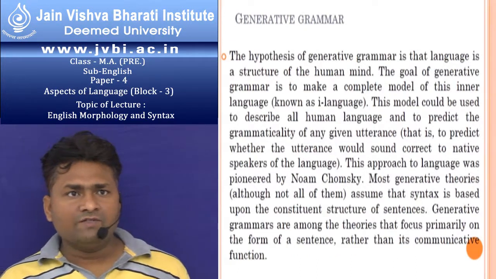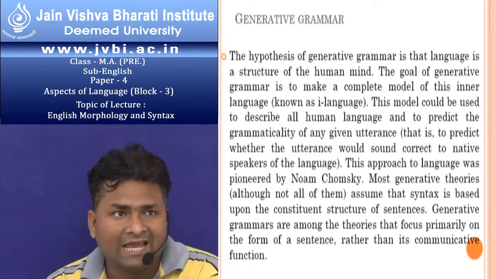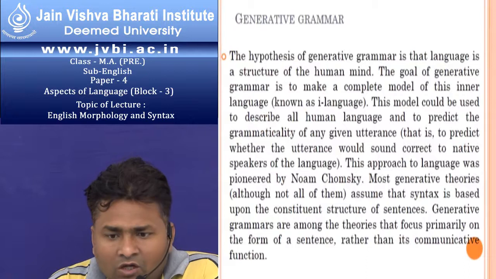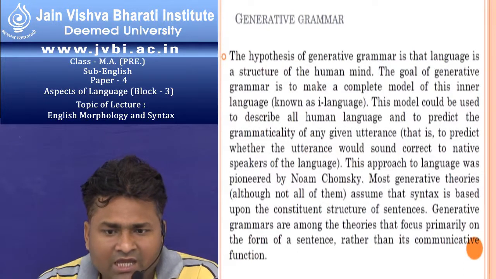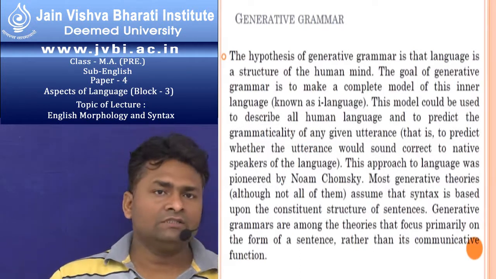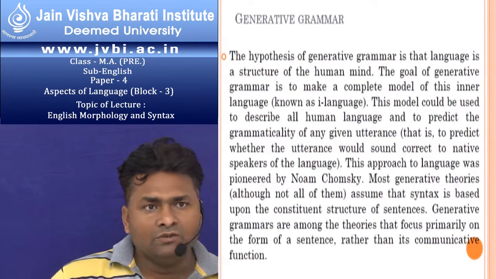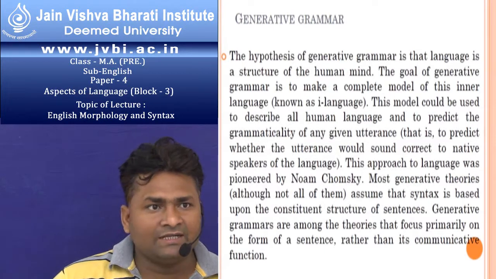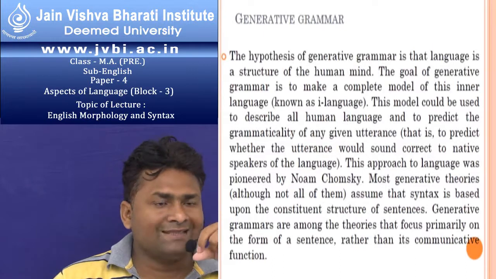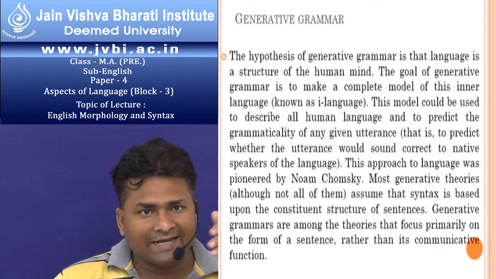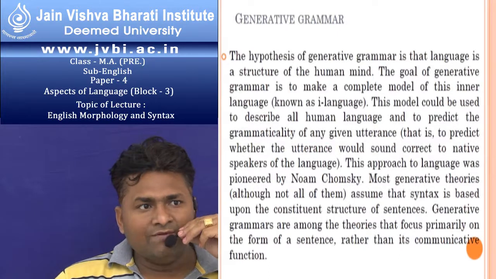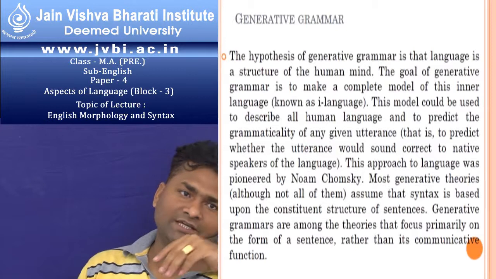The hypothesis of generative grammar is that language is a structure of the human mind. The goal of generative grammar is to make a complete model of this inner language, known as I-language. This model could be used to describe all human language and to predict the grammaticality of any given utterance, that is, to predict whether the utterance would sound correct to native speakers of the language. This approach to language was pioneered by Noam Chomsky.